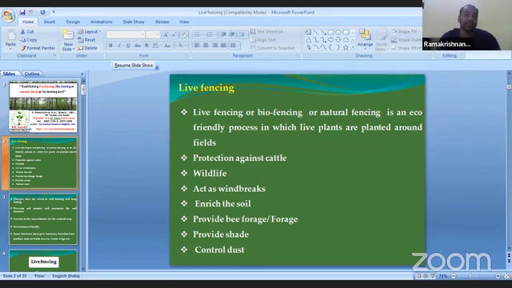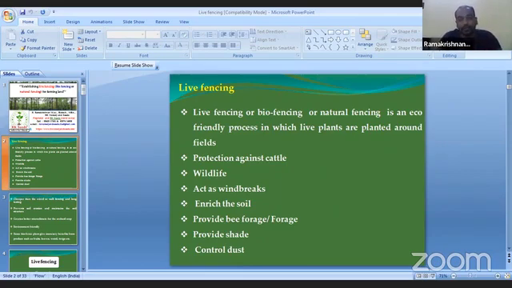If we go for Melia dubia, on the border we go for Casuarina. Casuarina grows to around the same height as Melia dubia. So we avoid wind fall for our main crop, and the plants used for live fencing are also one type of income. So these are the planting methods we follow.